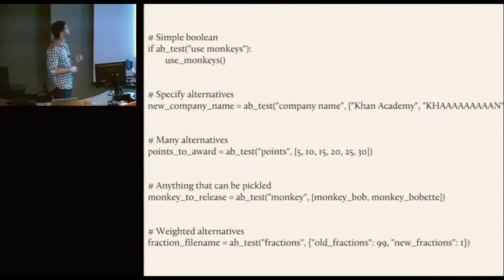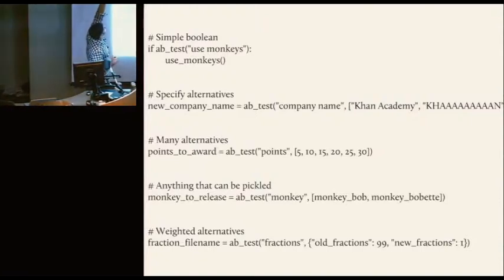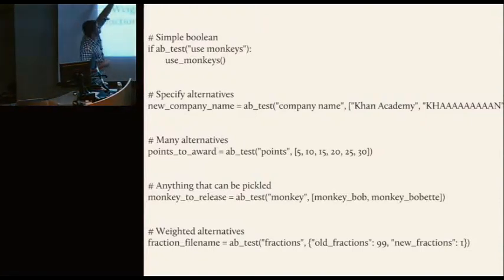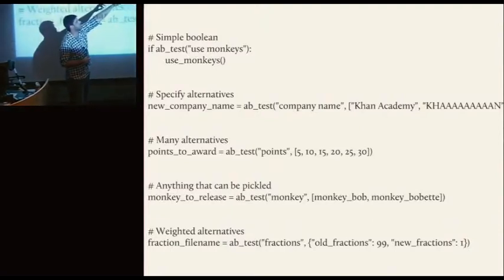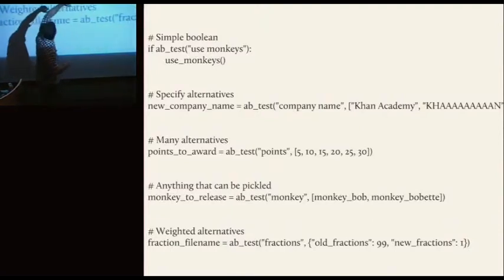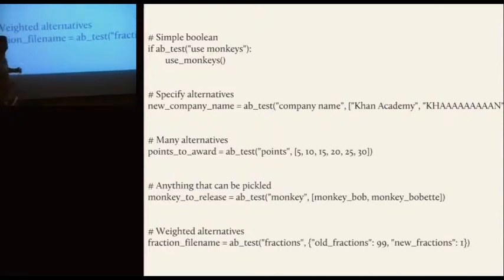Just a couple other quick examples of how we can run A/B tests and how dedicated we are to making it easy so that anybody in the company can jump in and run an A/B test. You saw the first example already. In the second example, let's say we're trying to test a new company name. We can pass in specific alternatives to the A/B test. In this case, we're either naming the company Khan Academy or Khan. In the third example, maybe we're testing how many points to award for a specific action, and we can give a whole bunch of alternatives. It doesn't have to be just A or B.